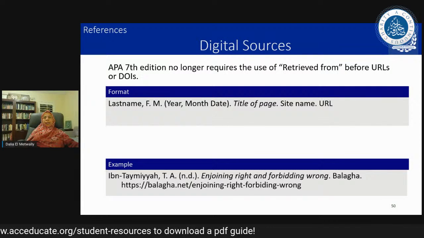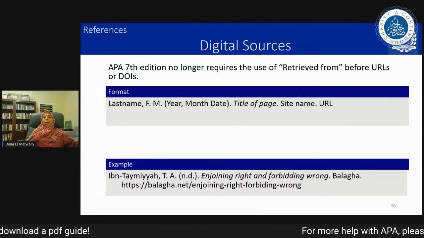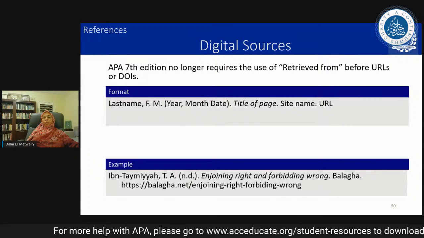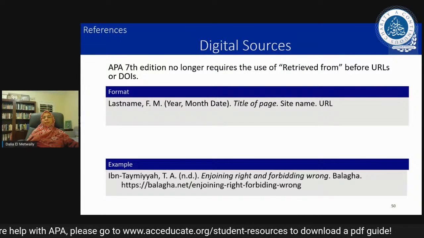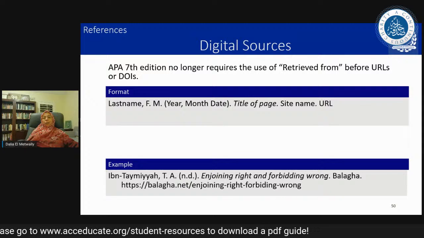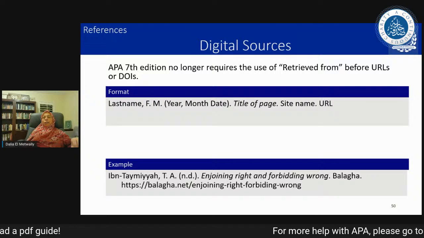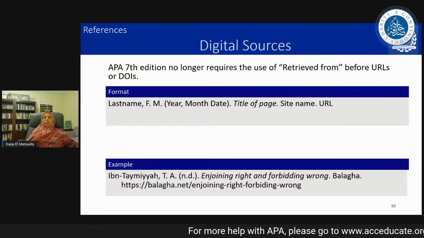It works. Again, the example here is I've got Ibn Taymiyyah. And this is actually an actual book, so we have it in italics, Enjoining Right and Forbidding Wrong, الأمر بالمعروف والنهي عن المنكر, and that is shown on a Balagha website.